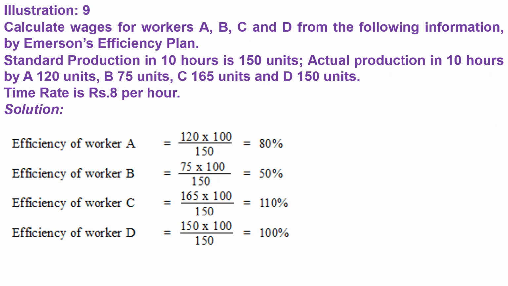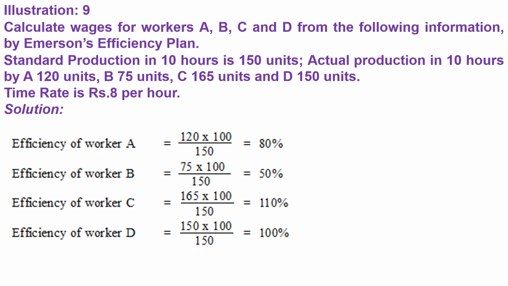Illustration 9. Calculate wages for workers A, B, C and D from the following information, by Emerson's efficiency plan. Standard production in 10 hours is 150 units. Actual production in 10 hours by A is 120 units, B 75 units, C 165 units and D 150 units. Time rate is 8 rupees per hour.